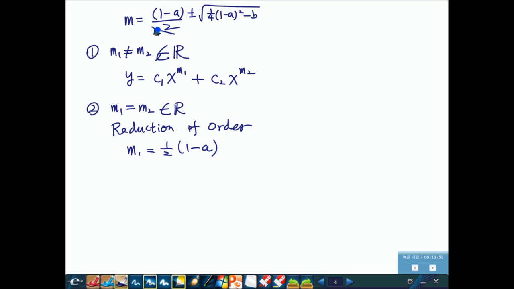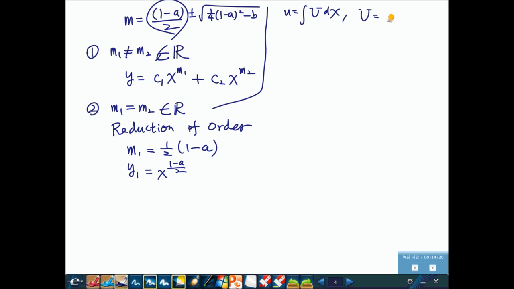Then we have only this term left, right? So we need to use the formula, x to the 1 minus a over 2. That's our y1, only y1. So our u is the big U dx, do you remember? And big U is y1 square, the formula, okay? P dx. That was the reduction formula. And our P was a over x.